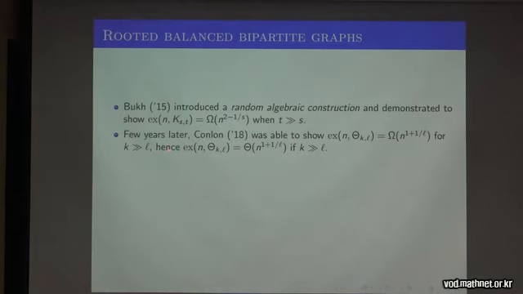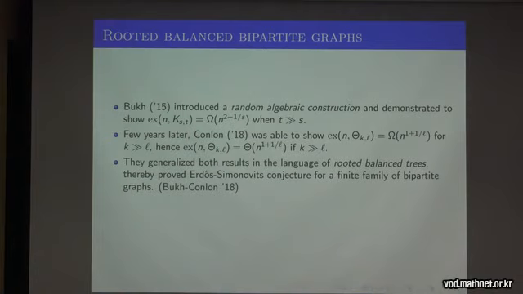And in 1983, Faudree and Simonovits obtained the upper bound for the extremal number. Their result implies the Serre graph has the extremal number of the order of n to the 1 plus 1 over L when k is sufficiently larger than L. And finally, they generalized both results in the language of so-called rooted balanced trees, thereby proving the Erdős–Simonovits conjecture for a finite family of bipartite graphs. No, here, I have made a mistake. Finite family of graphs, because their family may contain non-bipartite graphs here.